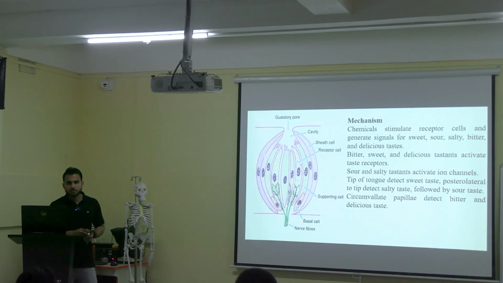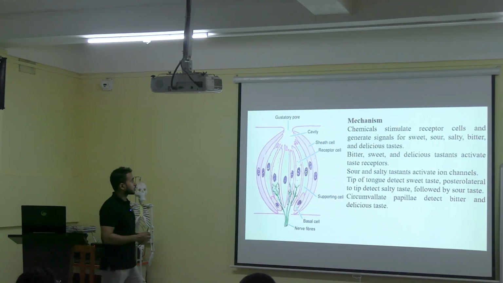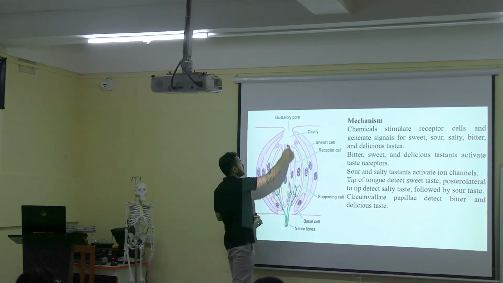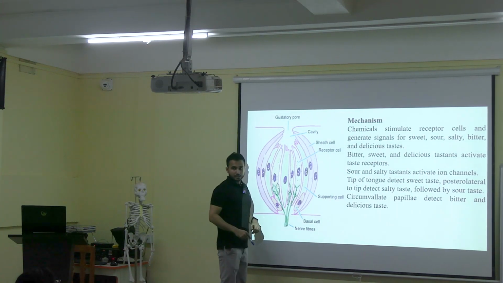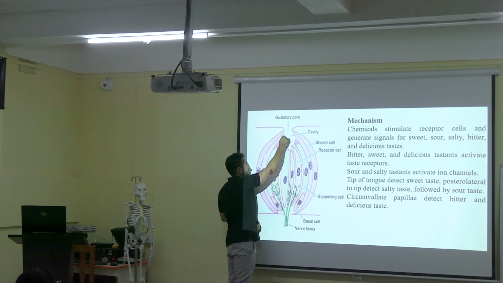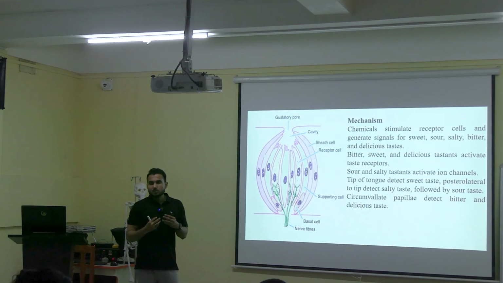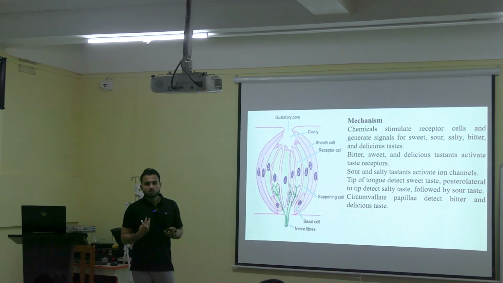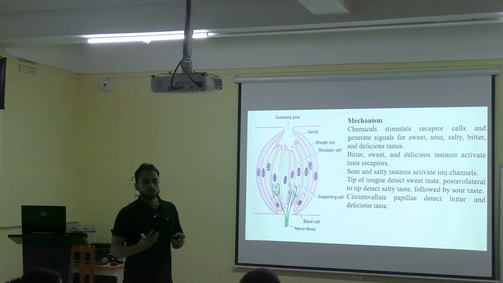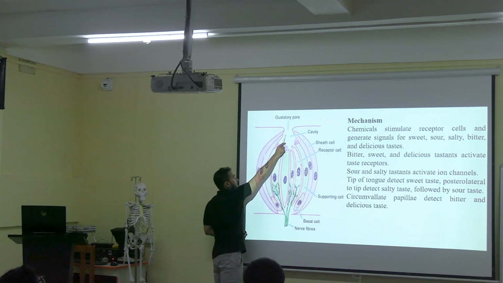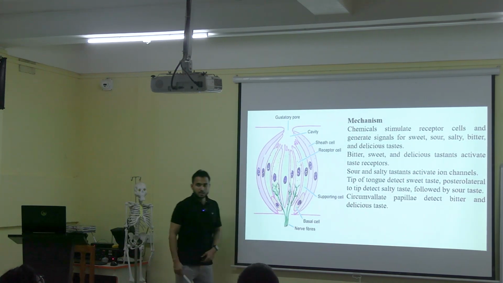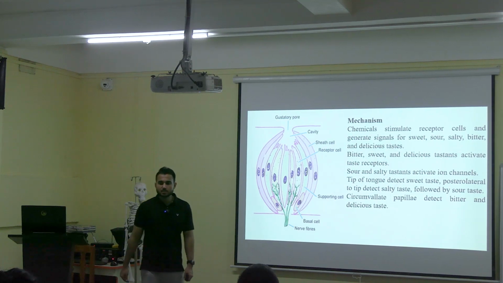So what is there in the taste bud? First of all you are getting a pore that is called the gustatory pore. This is the gustatory pore. Now the gustatory pore will lead to the gustatory cavity. So whenever we are eating something we will chew, continuously we will chew. So the gustatory pore is there and then the gustatory cavity is there. Now the question is why this cavity is there.